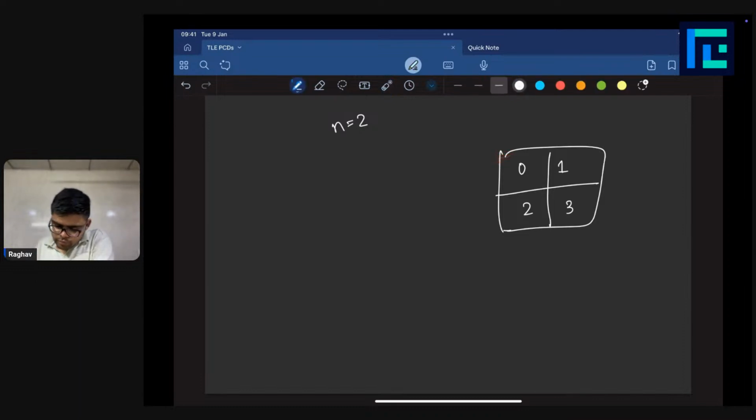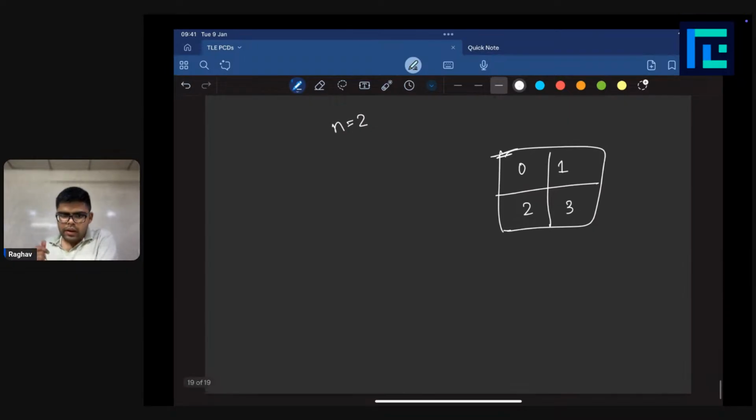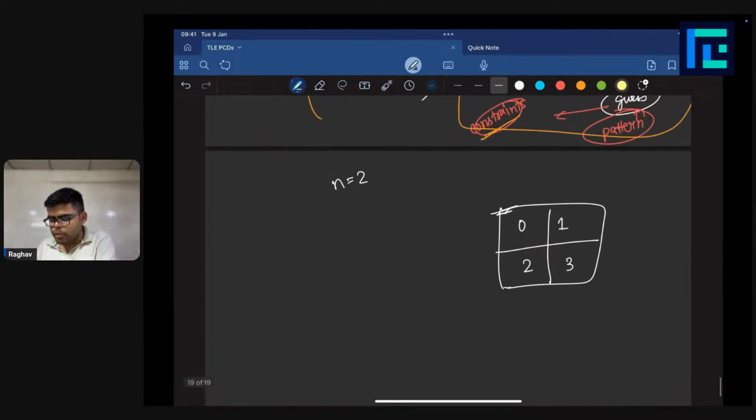So to make sure that the sum of MEX over all the subgrids is maximized, you would like to maximize the number of subgrids that have both 0 and 1. In this case, you will have a subgrid with just 0, a subgrid with 0 and 2, a subgrid with 0 and 1, and a subgrid with all of the elements, right?